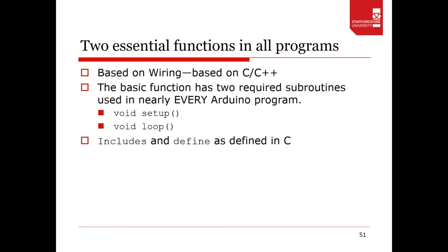So we've got two essential functions in every single program. It's based on the wiring, and every program has those two subroutines that we've just mentioned, void setup and void loop. And also we have includes and define, and these are the same as in the C language. So if we want to include, we need to include our libraries. We do it in that program, and we do have any defines. So if we want to define, say, I don't know, pi equals 3.154.